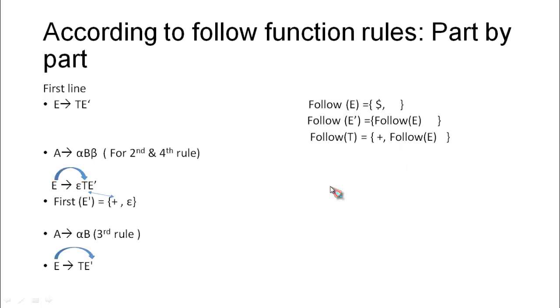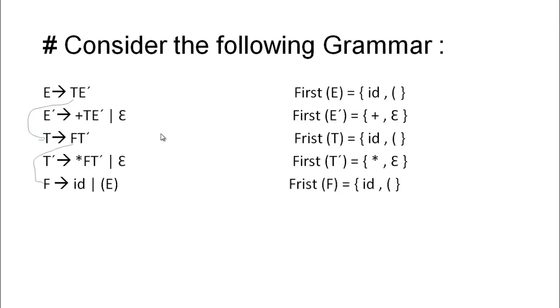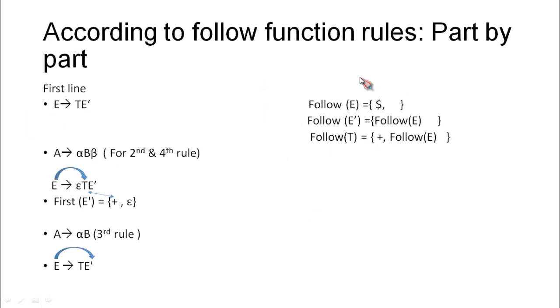Then we find the follow function of these heads. Before finding the follow function, we need the first function of these heads. According to the follow function rules, now I am going to describe part by part. So the first line is E implies T E prime. Following rule 1, place the $ sign in the follow set of the start production. Here the start production is E, so in follow of E, put a $ sign.